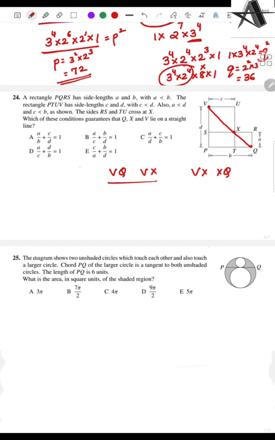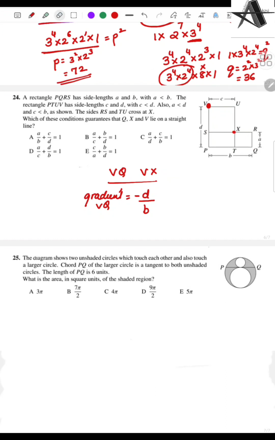So I'm taking this one. The gradient of line VQ is what? Taking these two points, change in Y is D and change in X is B. To move from V to Q, I have to move D downwards, which means negative D. So the gradient of VQ will be change in Y, which is negative D since V is in the downward direction, over B, since you have to move B towards the right, in the positive direction, from P to Q. So the gradient of VQ will be negative D over B.